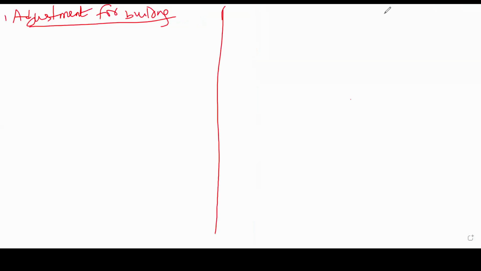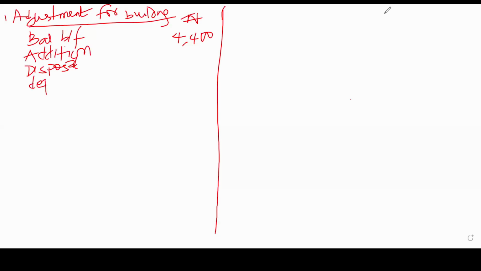All right, according to the question, go to the balance sheet. Let me pick my question here so that it's easy for me to go to the balance sheet. You see building 2014, it was 4,400. Now there are three things that will usually affect building. What are those three things? You could have had an addition. We could have had a disposal. It could have been depreciation.